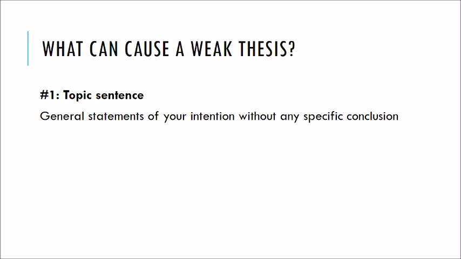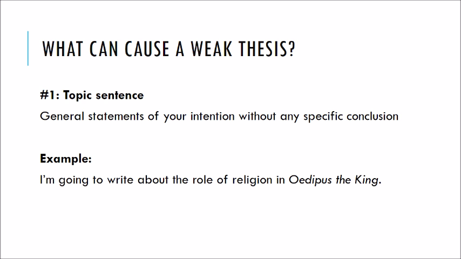So the topic sentence. A topic sentence is a general statement of your intention without making any specific conclusion. For example, you could say, I'm going to write about the role of religion in Oedipus the King. Okay, so here there is a theme from Oedipus the King that's being addressed, but no actual definitive claim is being made about that theme. This is not a sentence you would see in a conclusion paragraph of your essay.